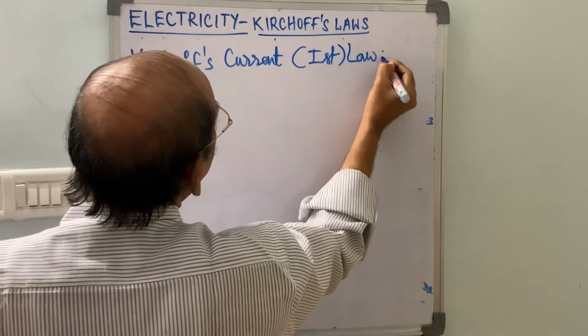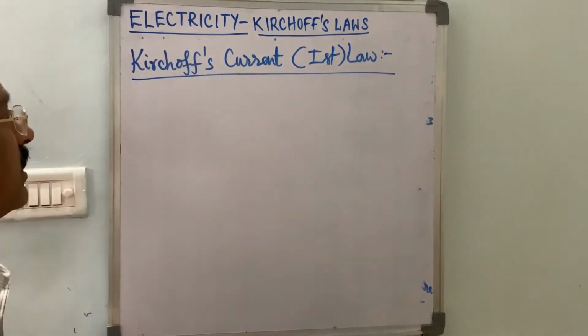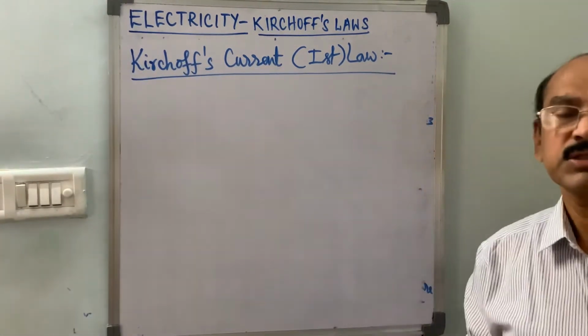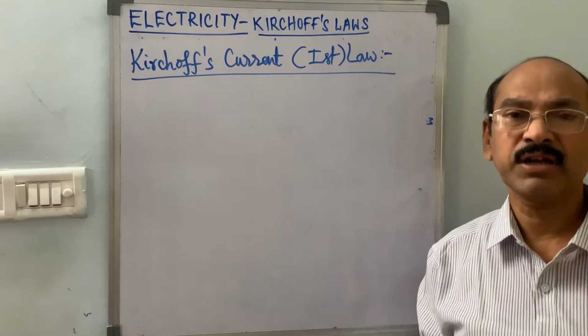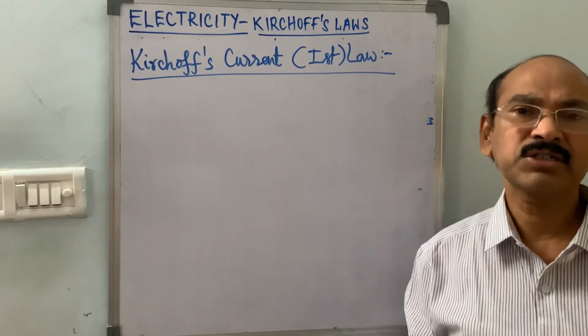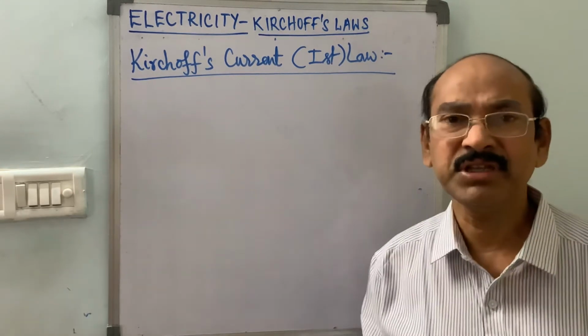Kirchhoff's current law, also called KCL. According to Kirchhoff's first law, the algebraic sum of the currents meeting at a junction is 0, or the sum of the currents flowing towards the junction is equal to the sum of the currents leaving the junction.